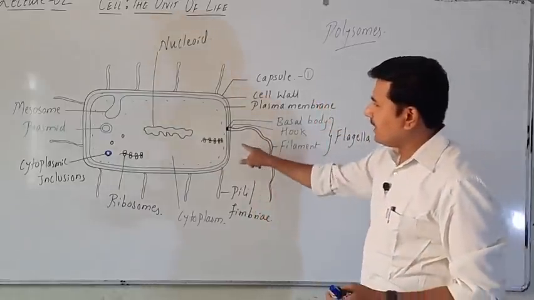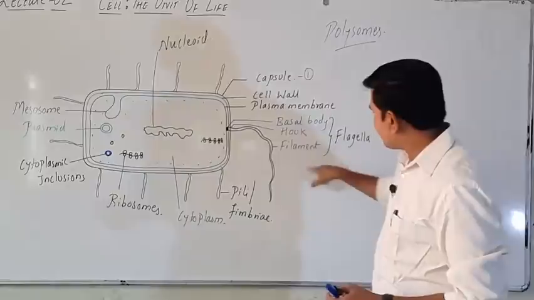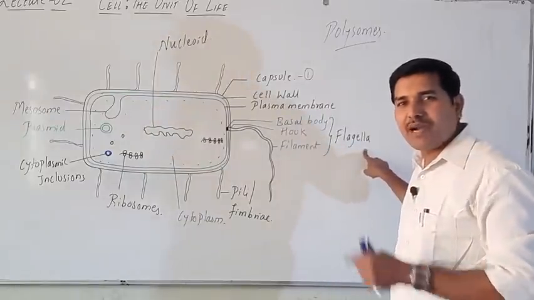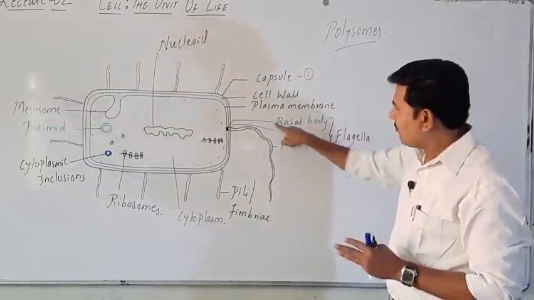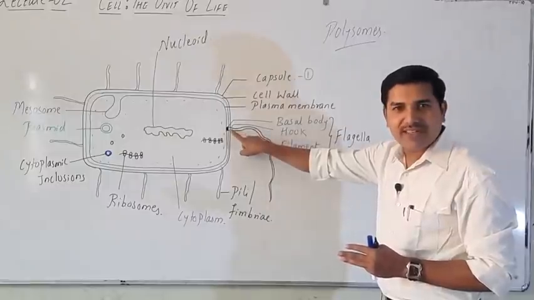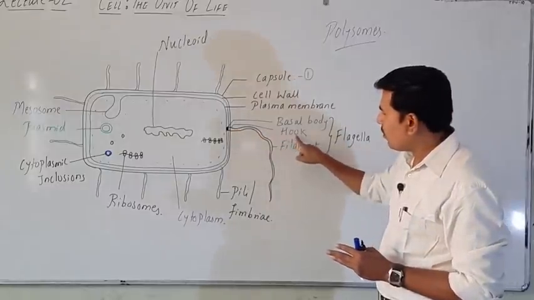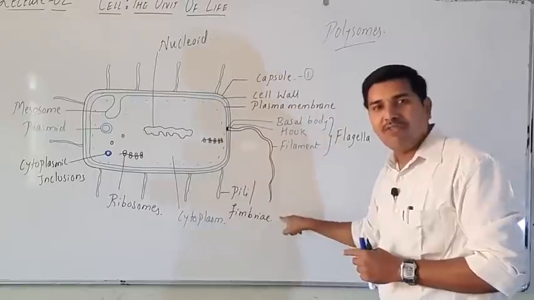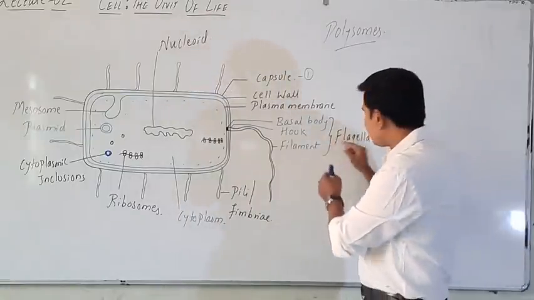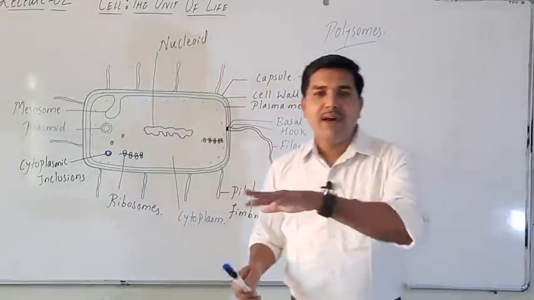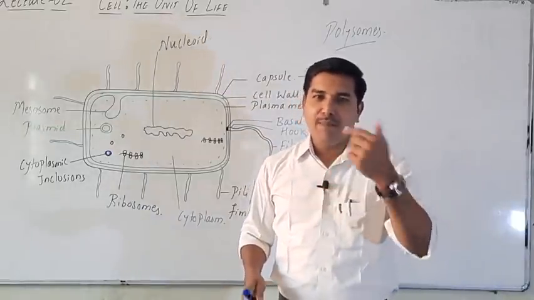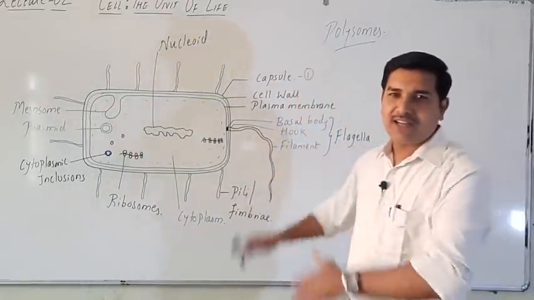Okay. Then this bacteria, it has also a flagella which is made up of 3 parts. First one is the basal body which is present at the base. Second part is a hook. Third part is a long filament. And this flagella helps in motility. This helps in movement of the bacterial cell.